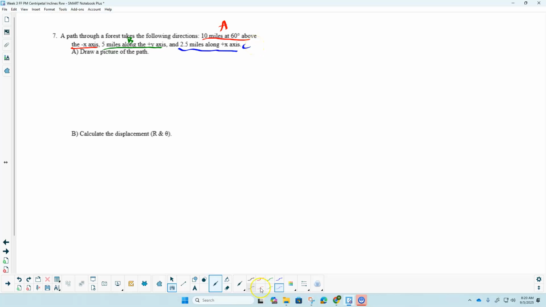So the first thing to do is just draw a picture. I'm going to start over here where I have a little bit more room, and I'm just making a set of axes. So the first thing we need to consider is 10 miles at 60 degrees above the negative X. So negative X is left, it's above it, and 45 would be in between. So I'm going to make it maybe a little steeper than 45, and I'm going to call that vector A.